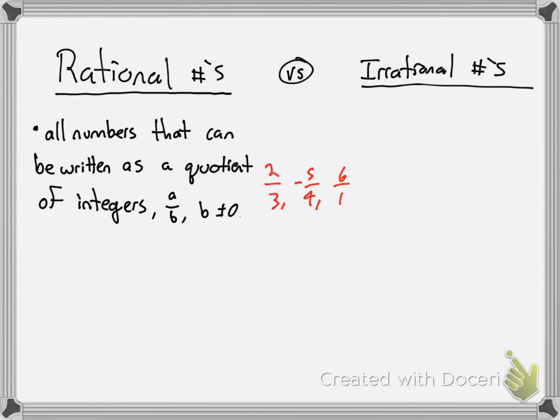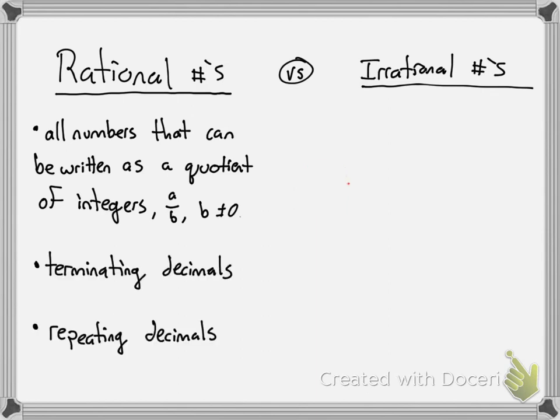Other examples of rational numbers are terminating decimals and repeating decimals. A terminating decimal would be a decimal that has a definitive end, such as 6.1 or 2.5. And a repeating decimal is a decimal that's not necessarily ending, but it has the same pattern that's going to go on forever. So something like 0.3333 that goes on forever.